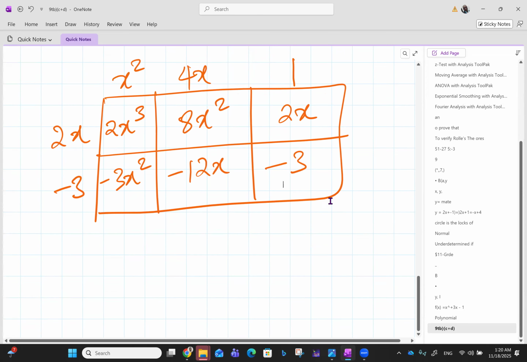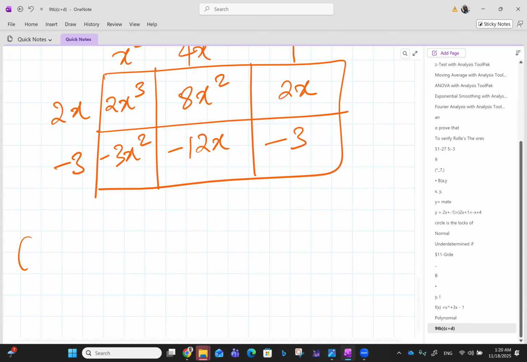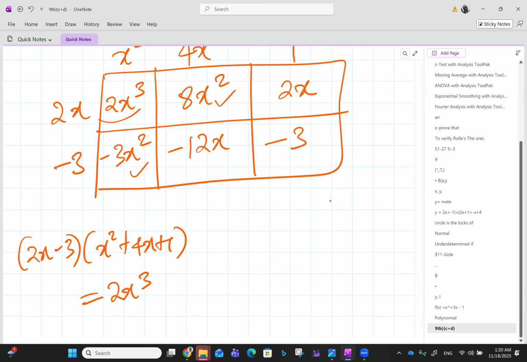Good. So what we're then going to do is to say that we have 2x minus 3 into x squared plus 4x plus 1, which is equal to, so we have 2x cubed, and then we have 8x squared and minus 3x squared. Those are the two like terms. So 8x squared minus 3x squared, that's plus 5x squared.